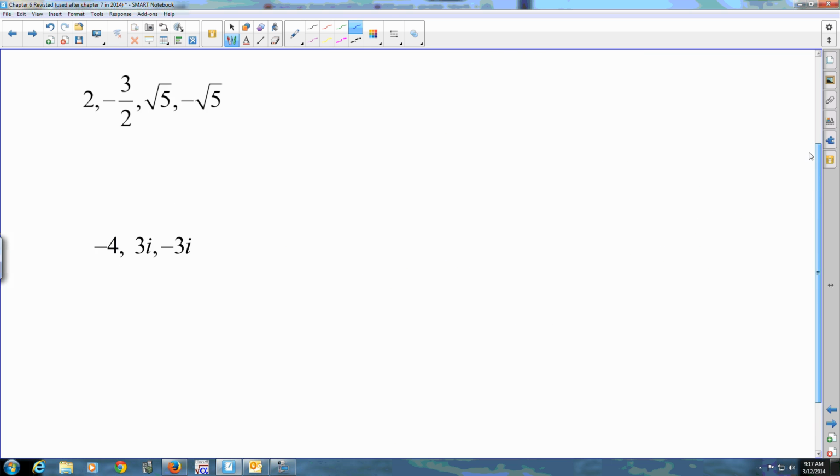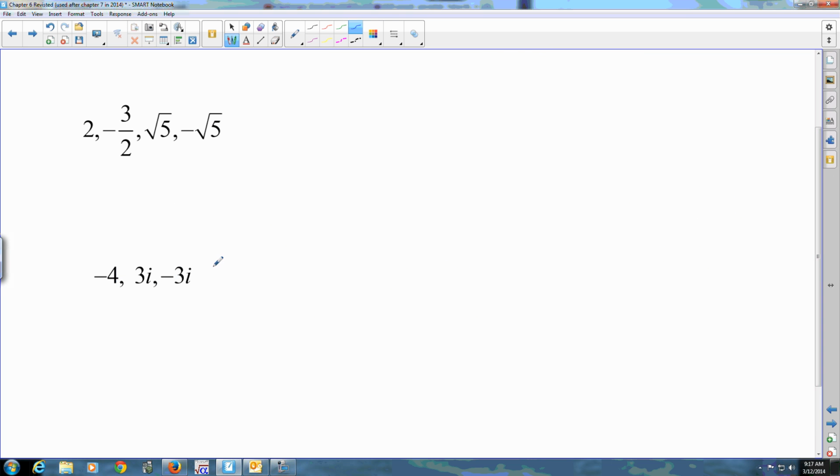To get the next one. Okay, this. Change the sign. x plus 4. Then x minus 3i and x plus 3i. I would suggest you multiply these first. You guys recognize this as a difference of squares pattern. They're the same, but one's plus, one's minus. So you square the first thing, minus square the second thing.